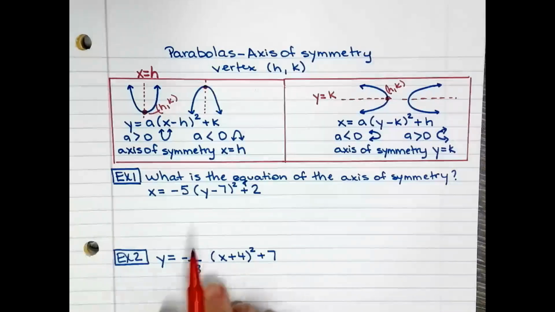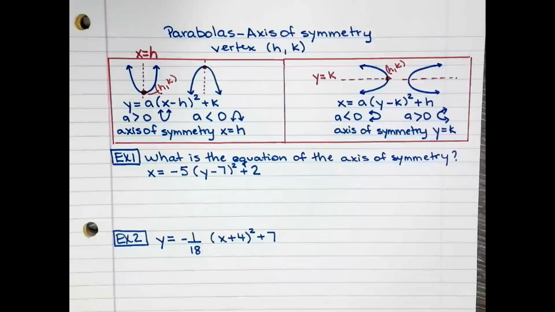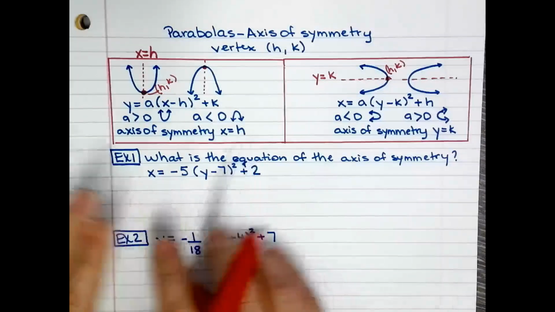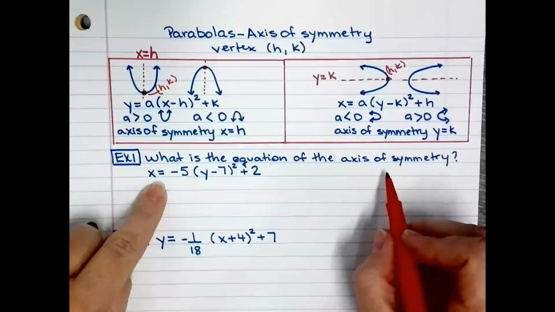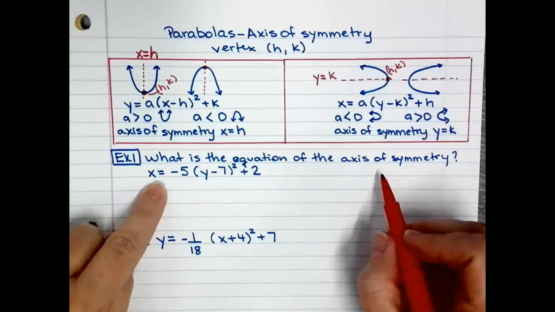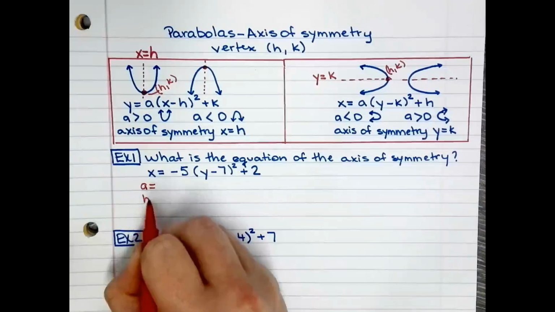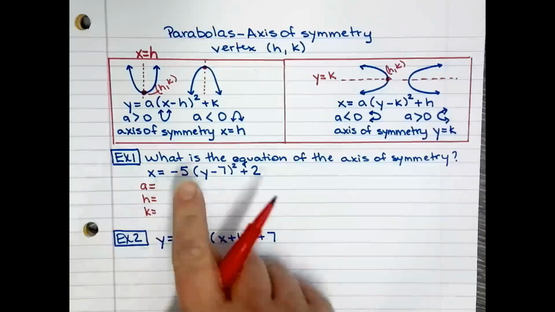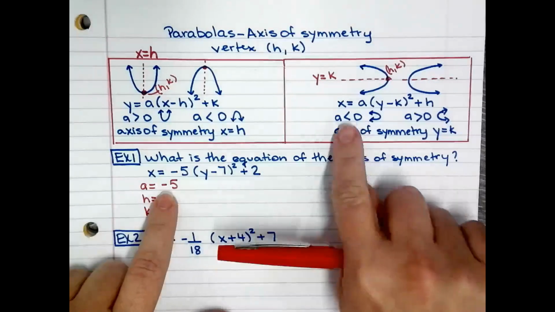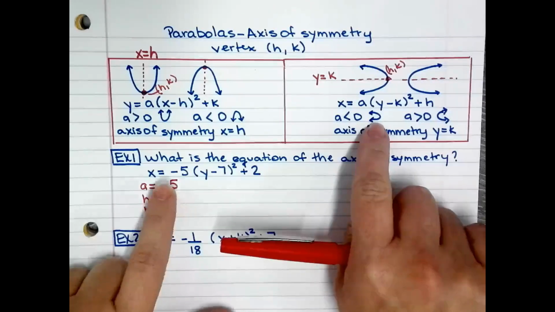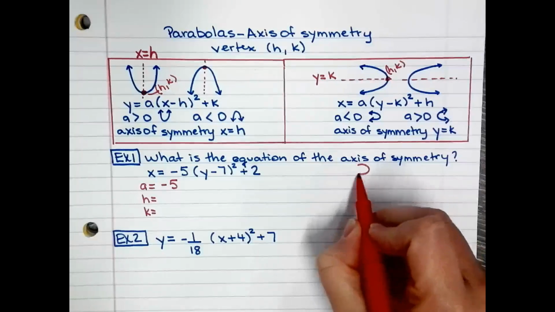Okay? So now we have only 2 examples. I know it's a lot of information, but we got this. Before we start doing anything, since it's x equals, I know it's going to be a parabola that opens side to side. Now, because a is -5, and when a is negative, I know the parabola is going to open left.